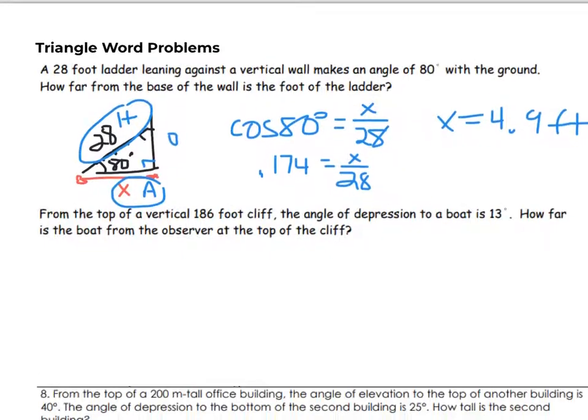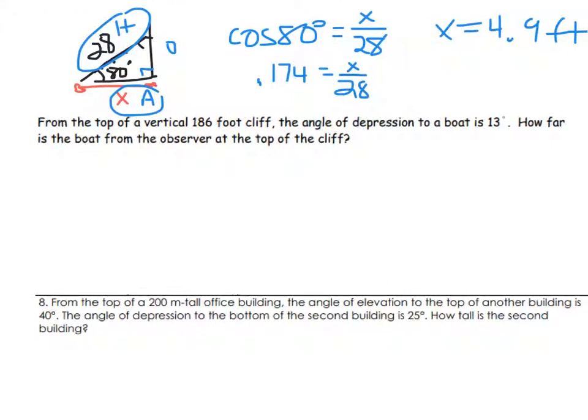The next one: from the top of a vertical 186-foot cliff, the angle of depression to a boat is 13 degrees. So we have my boat, and then I have a cliff. Do you like my art? It's gorgeous. Okay, so the cliff is 186 feet tall. And the angle of depression, remember, with the triangle that you're probably drawing, is outside the triangle. So we want to use our alternate interior angles and get that it's the same thing. It's congruent to my angle of elevation from the boat to the, excuse me, top of the cliff.